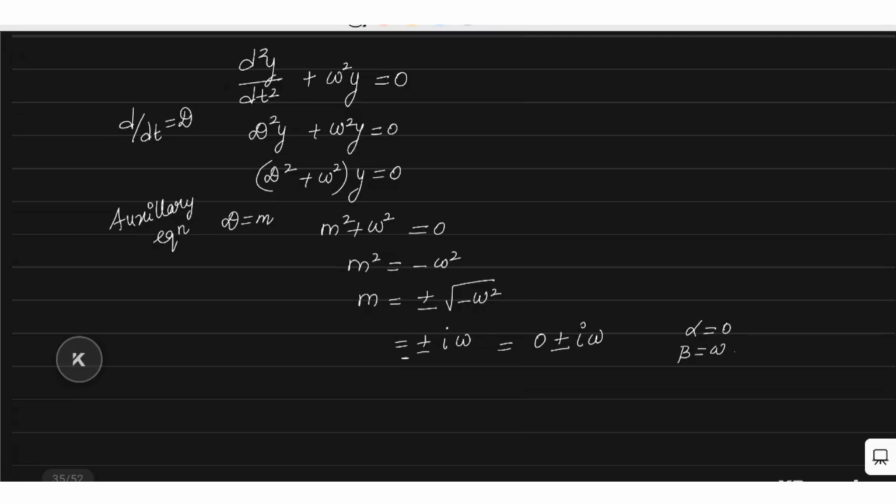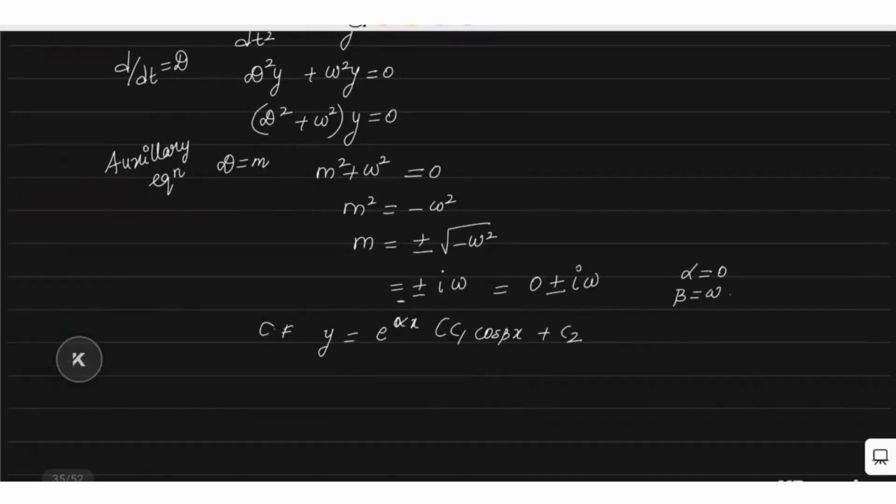Okay, so now we are going to write the complementary function. So the complementary function is nothing but, when it is a pair of imaginary roots, e power alpha x, right? I'll write the general form first: e power alpha x into c1 cos beta x plus c2 sin beta x. So this is the equation.